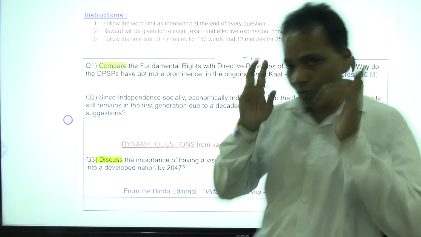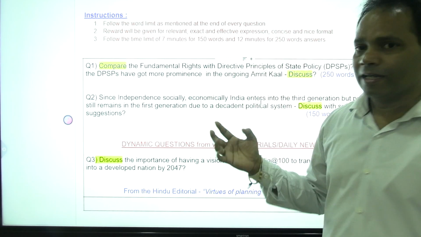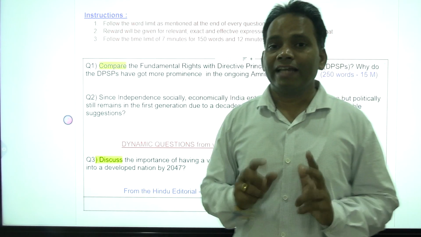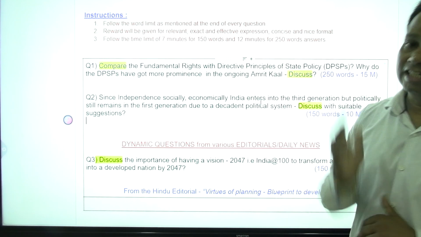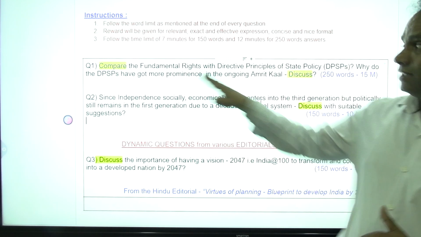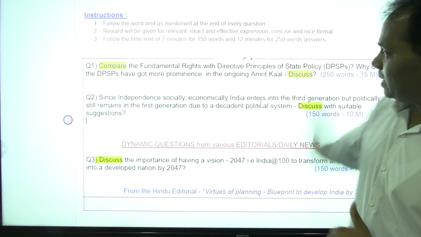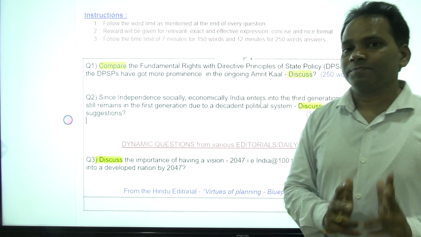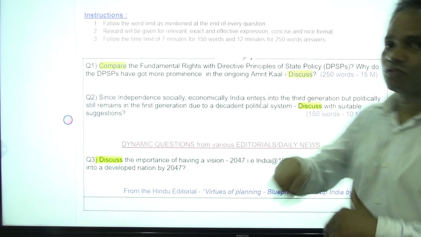Another most important core difference between FRs and DPSPs is that FRs are aimed at providing personal freedom, individual rights, individual freedom. It is nothing to do with the state, and it also imposes restrictions on the state. Whereas DPSPs are guiding, advocating to the state what the state should do.